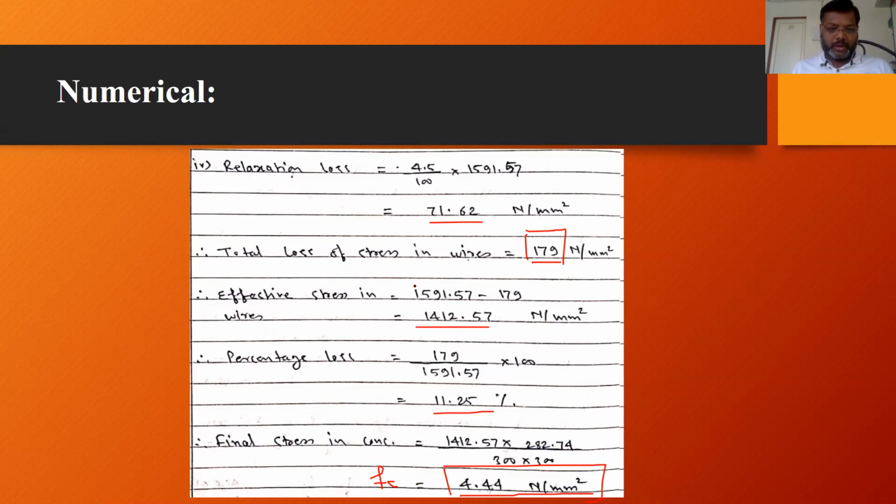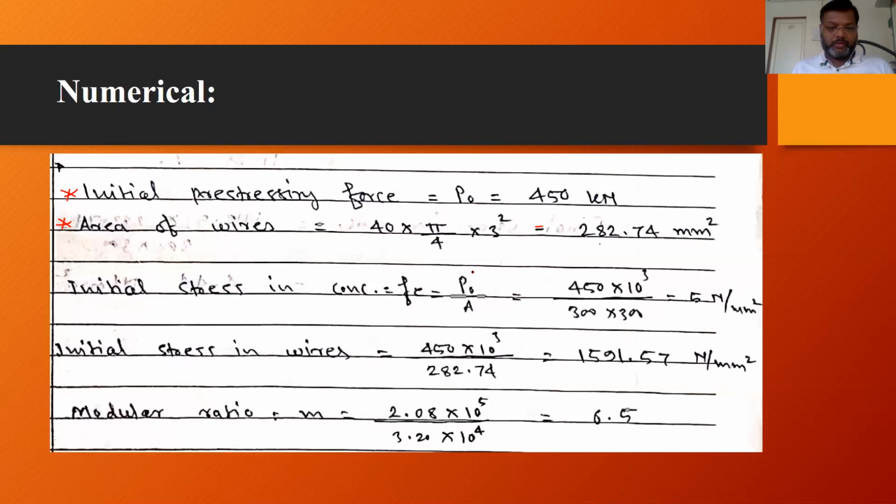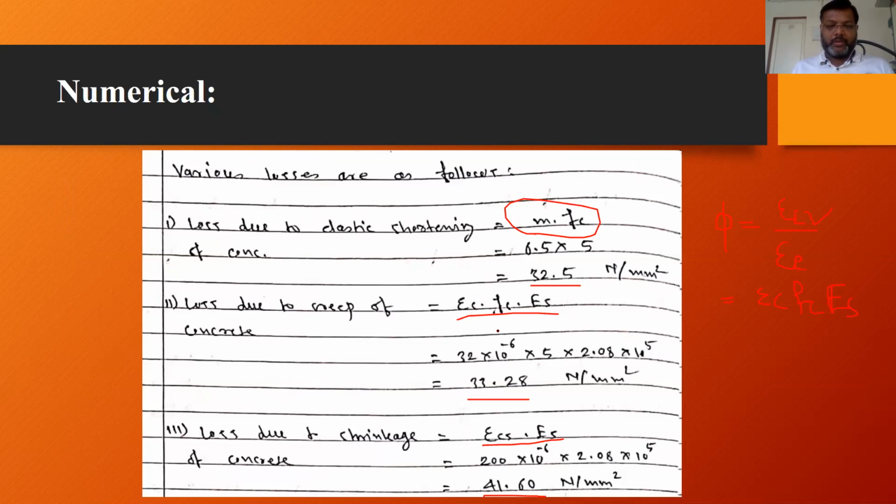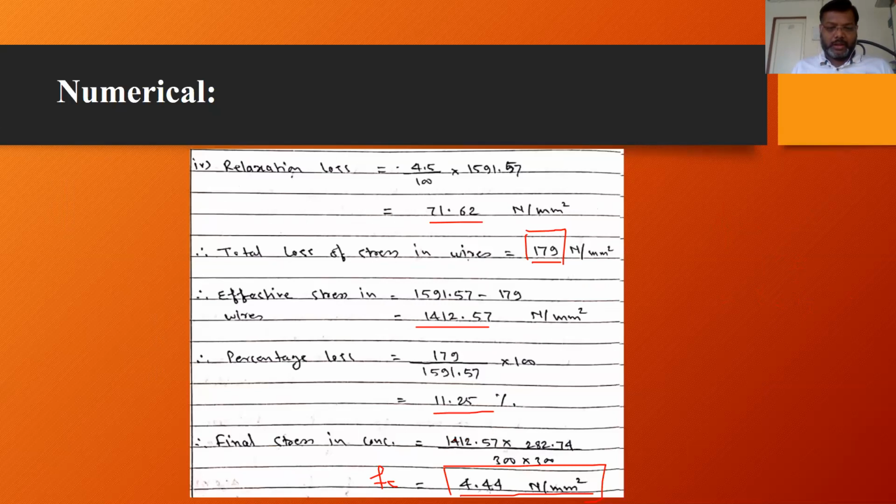Initial stress we have calculated here. This value of FC we have calculated here. Initial stress in concrete, FC is equal to P naught upon A, where P naught is the initial force. Now the final stress we have to calculate, and that final stress comes to the area of wires into the stress in the wires, divided by area of concrete. So this is the end of our final answer of first problem. We'll discuss second problem. So let us go to the next problem now.